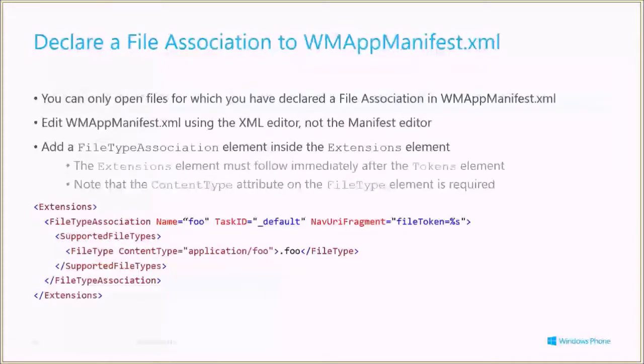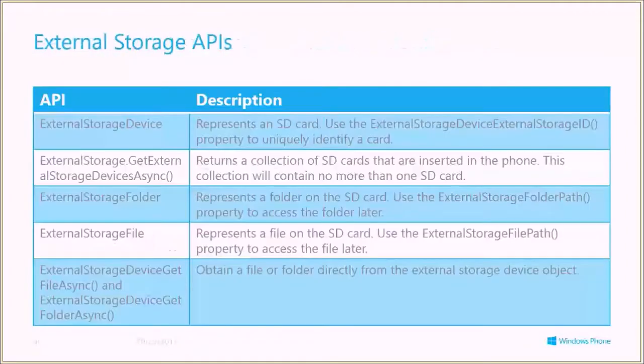You'll find that in the app manifest XML. You need to open that in a different format to add the file types which your application should support. These are the APIs for the external storage. I haven't prepared a demo for the external storage scenario, but these are the APIs: ExternalStorageDevice, and ExternalStorageDevice asynchronous, which returns a collection of SD cards if you have more than one. Currently, I think this collection will contain no more than one SD card, so it should return just one.